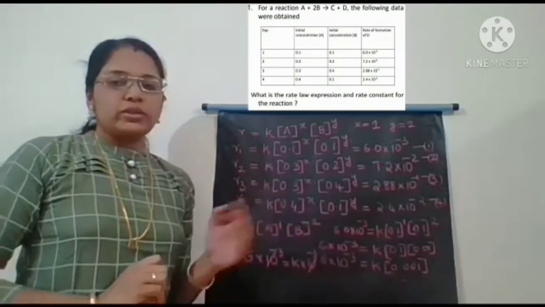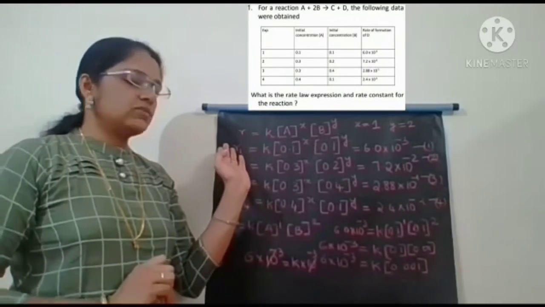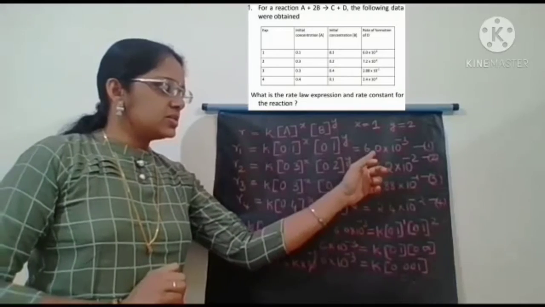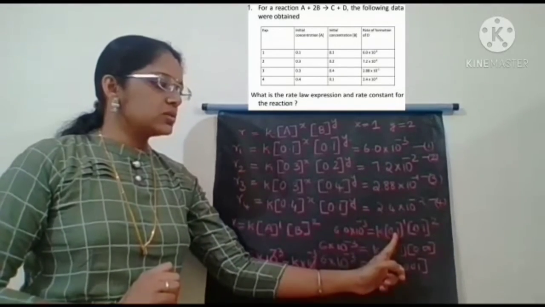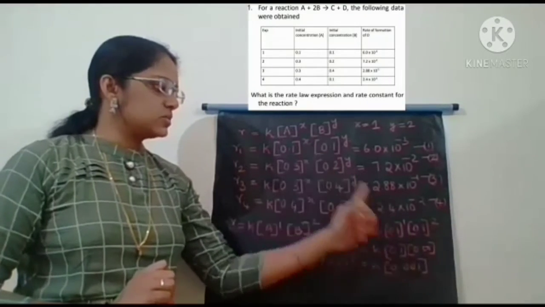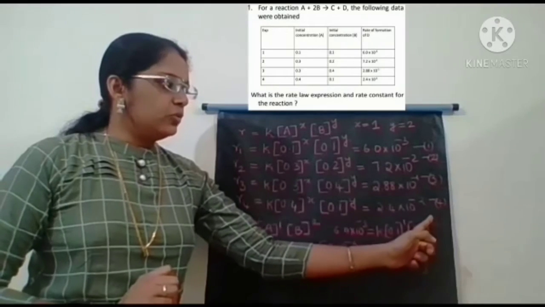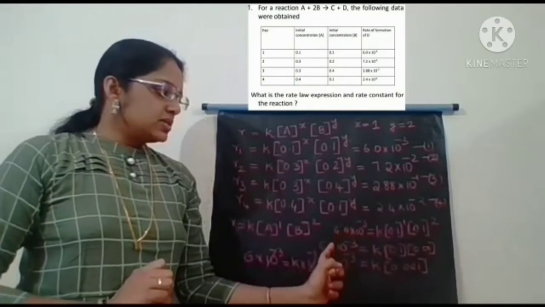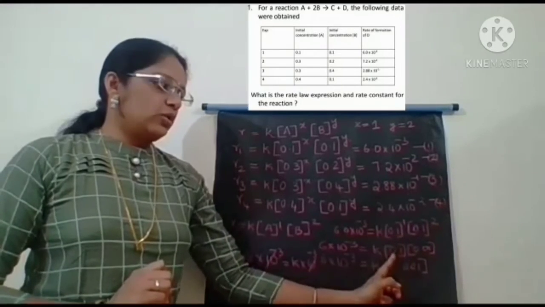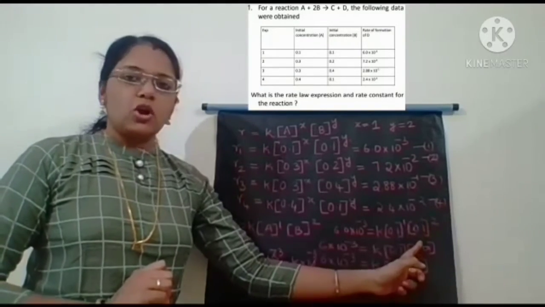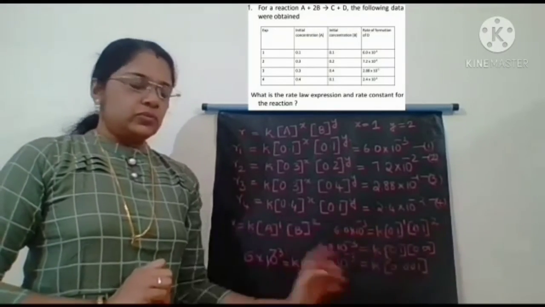After getting the values of X and Y, we can substitute in any one of the equations. That is, we can substitute in the first equation. Here the rate is 6 × 10^-3 is equal to K into concentration of 0.1 raised to X, where we got X as 1, and 0.1 raised to Y, where we got Y as 2. So 6 × 10^-3 is equal to K into 0.1 raised to 1, means 0.1, and 0.1 square means 0.01. So 0.1 into 0.01 is 0.001.